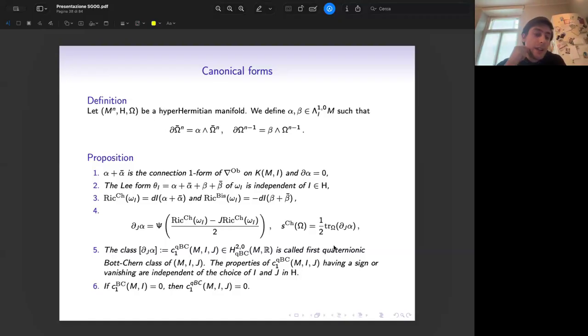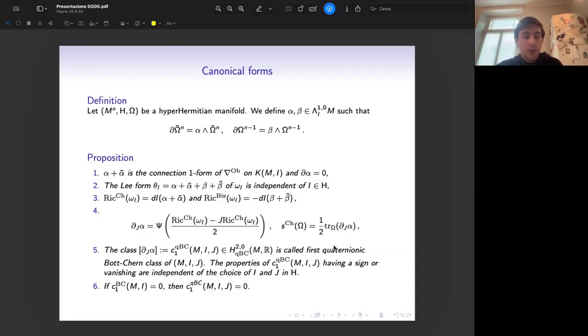Another property is that if we know that the first Bott-Chern class of (M, I) is 0, then automatically the first quaternionic Bott-Chern class will vanish too. And so in particular, if we have the canonical bundle holomorphically trivial, then what we obtain is that the quaternionic Bott-Chern class will vanish.